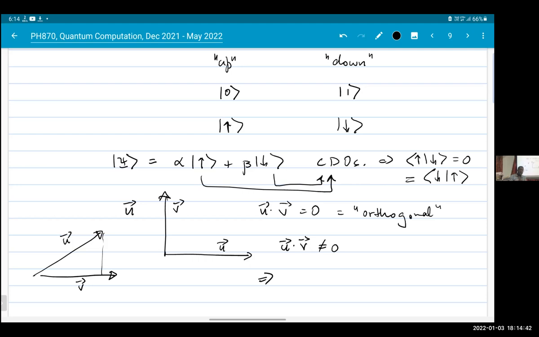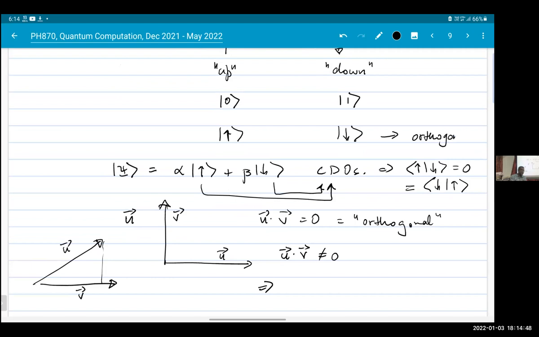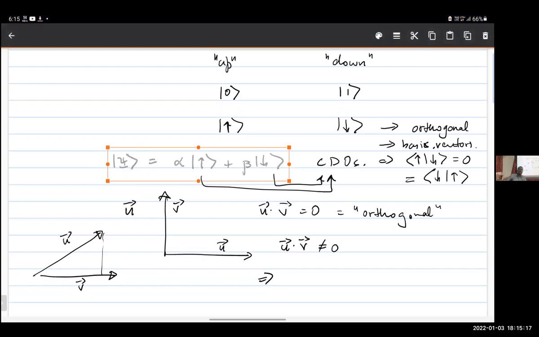So my point is, since these are classically distinguishable outcomes, that means they have to be orthogonal. And since they are orthogonal, that means they have to be basis vectors. Because if you have a set of orthogonal vectors, that set of vectors forms a basis for your vector space. So once I have a basis, any state can be written as a linear superposition of my basis vectors. So this is my quantum state of a single spin 1/2 particle.